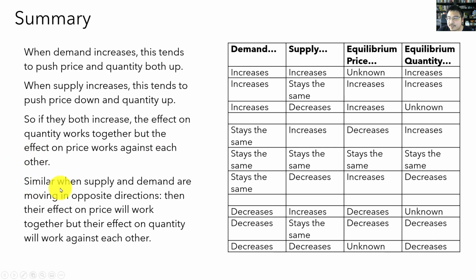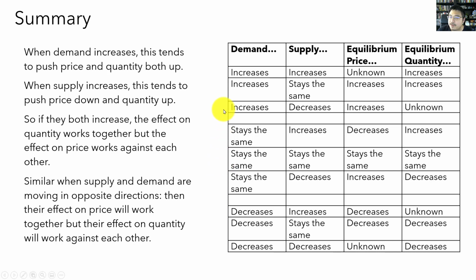And so a similar thing happens when supply and demand move in opposite directions, right? Then their effect on price is going to work together, but their effect on quantity is going to counteract each other, okay? And so here's a handy table which tells you for whatever is happening to supply and demand, what we can say about the equilibrium price and quantity, right? So if demand and supply are both increasing, then we can say that the quantity increases, but the effect on price is going to be unknown. On the other hand, if demand is decreasing and supply is increasing, then we can say that the equilibrium price will decrease, but the effect on quantity is unknown, okay?